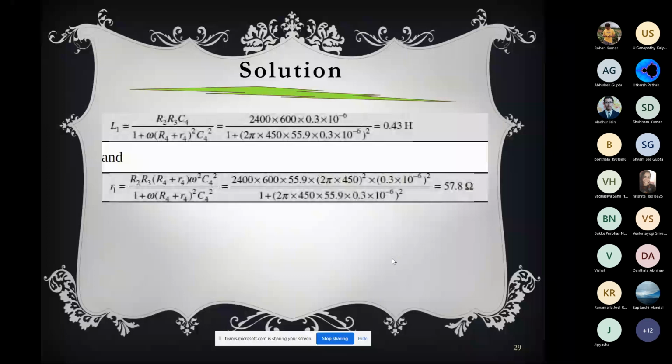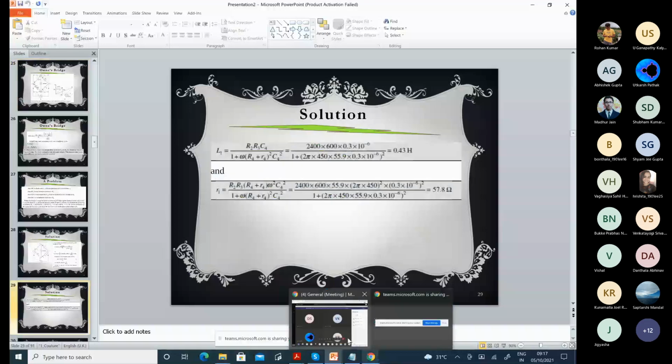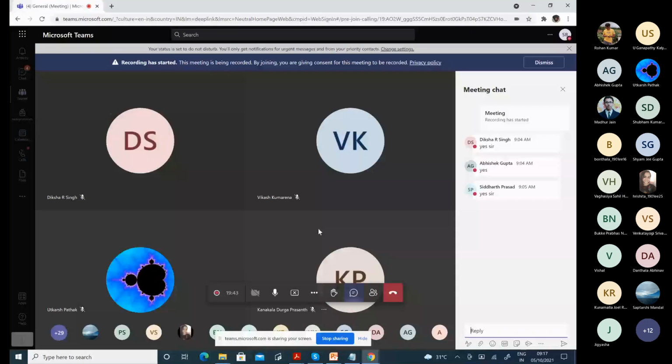It's very simple. Maybe the solution of these two equations is a little tedious. Otherwise, it is very simple and straightforward. So this is all about one example. Okay. So now tell me if you have any query, because we end the inductance measurement using bridge circuit. Okay. So as you don't have any query, let's proceed further.